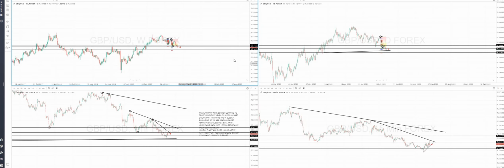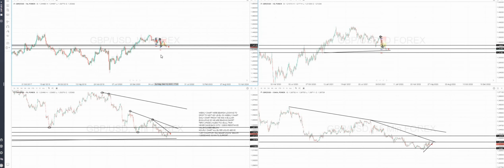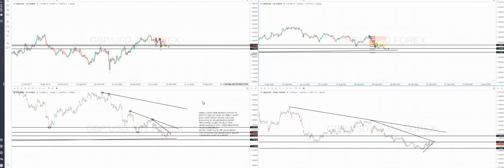GBP/USD. It's bearish on the weekly chart. On the daily chart, we have this bullish wick. We just retested that 500 resistance level. All buyer liquidity is above that 1.34100 retest. So look for bull traps above there or look for bear traps here.